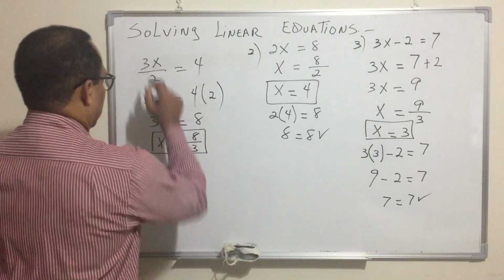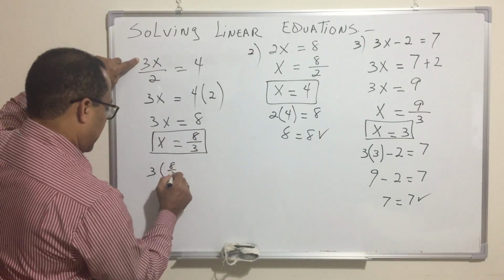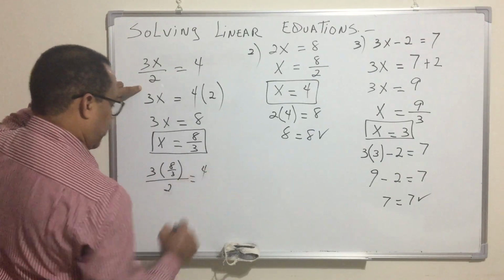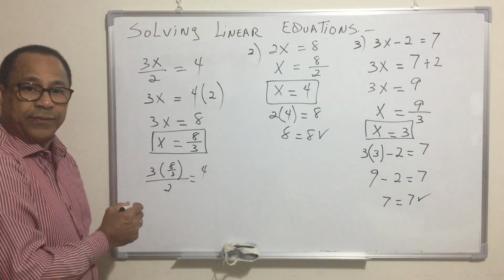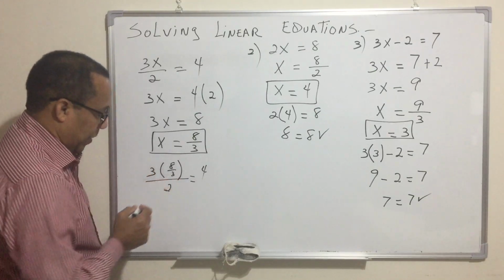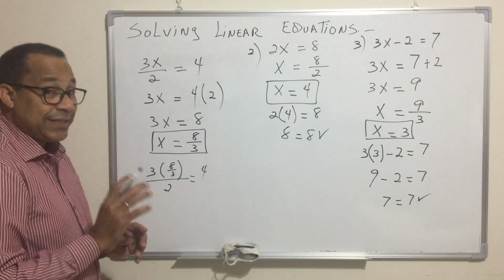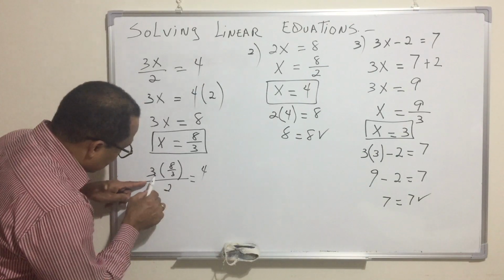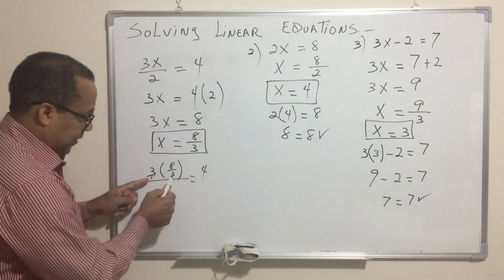Let's do this. This will be 3 times 8/3 divided by 2 equals 4. Okay, so now we are multiplying 3 times 8/3. Remember, we multiply the numerators and we multiply the denominators. And I said denominators because yes, we have two denominators right here. The number 3 is over 1. So this is a denominator and this is another denominator.